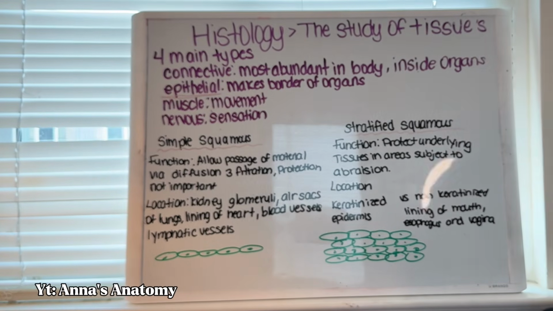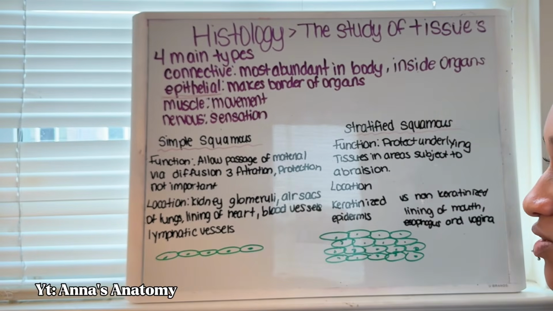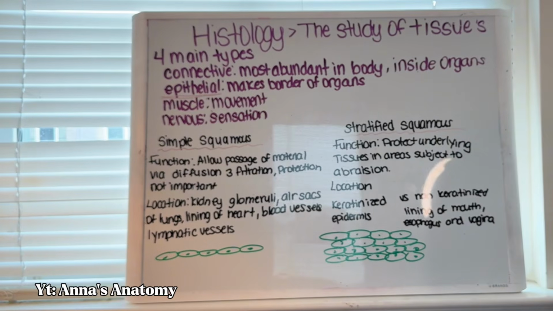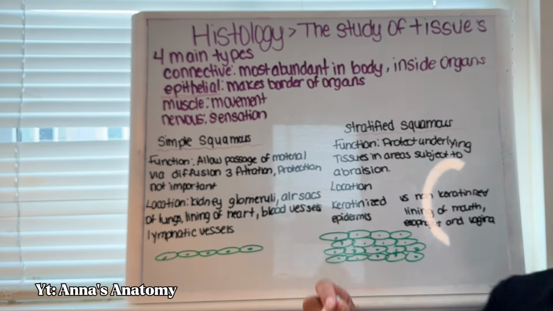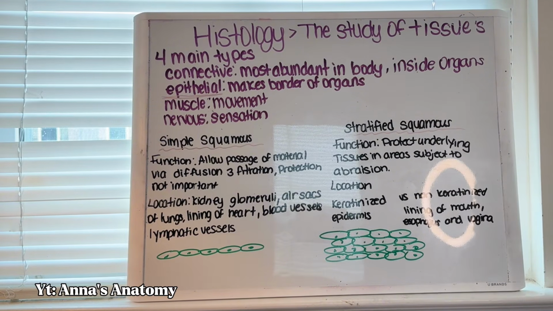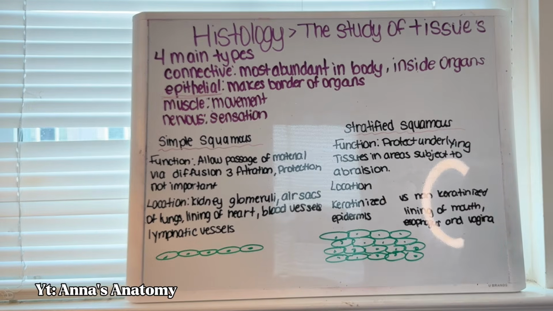You know, it's one single layer. Things can easily move in and out of this layer. The location would be kidney, glomeruli, air sacs of the lungs, lining of heart, blood vessels, and lymphatic vessels. Now we have stratified squamous, and the function of this is to protect underlying tissues in areas subject to abrasion. And then we have keratinized versus non-keratinized stratified squamous cells.